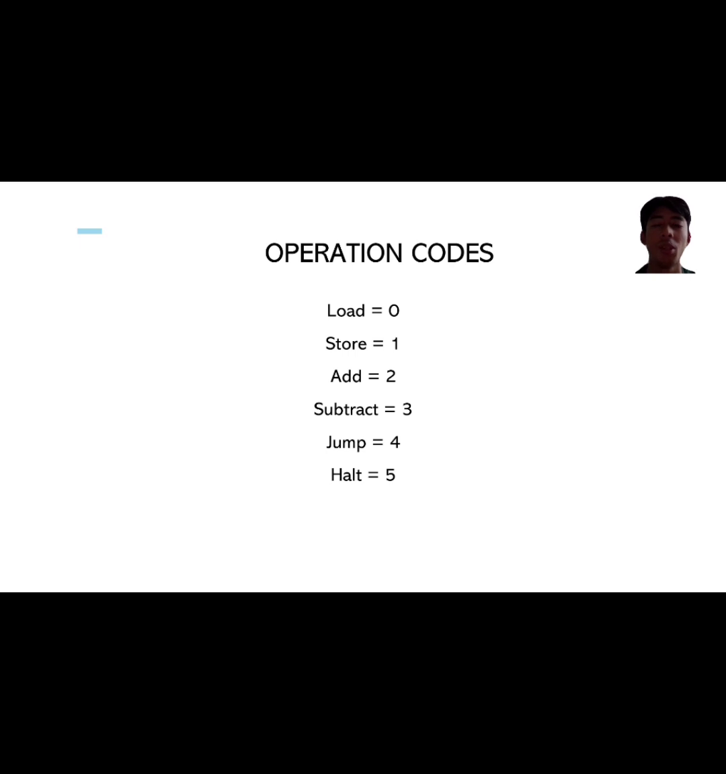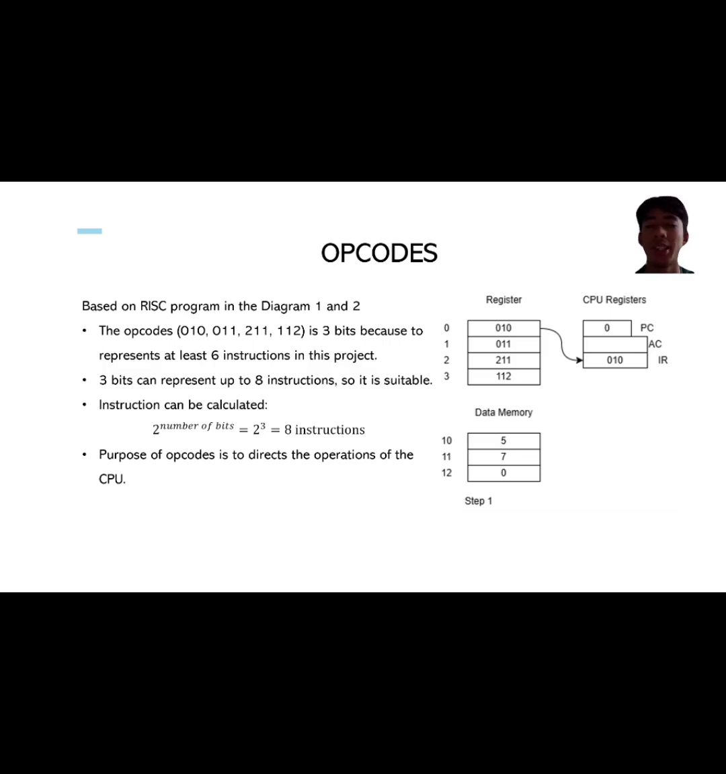Operation codes. The operation codes for our program are load 0, store 1, add 2, subtract 3, jump 4, halt 5. Opcodes. Based on the RISC program in diagrams 1 and 2, the opcodes such as 010, 011, 211, 112 are 3 bits because we need to represent at least 6 instructions in this project. 3 bits can represent up to 8 instructions, so it is suitable. The number of instructions can be calculated as 2 to the power of the number of bits. So when the number of bits is 3, 2 to the power of 3 equals 8. The purpose of opcodes is to direct the operations of the CPU.